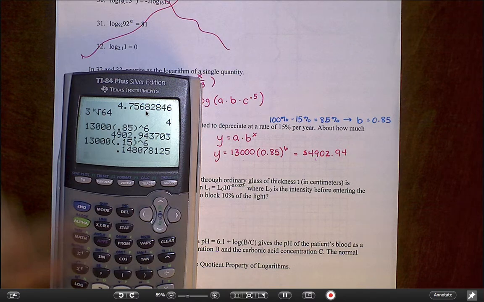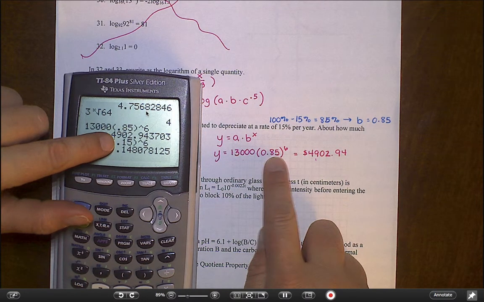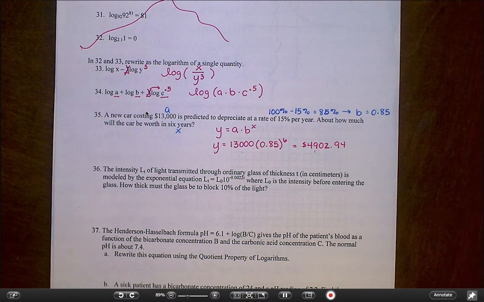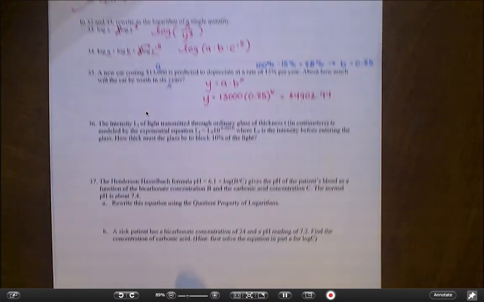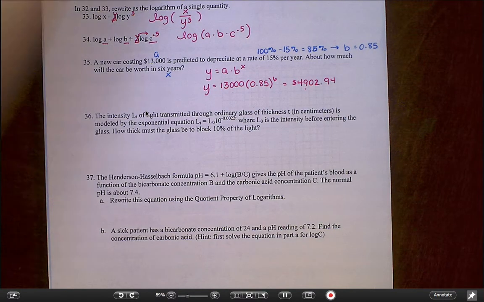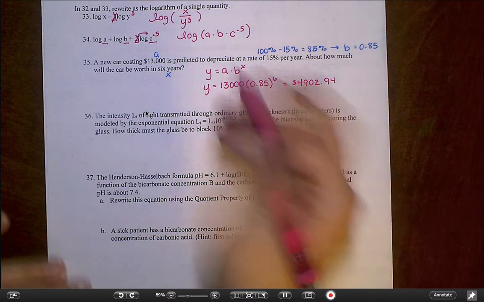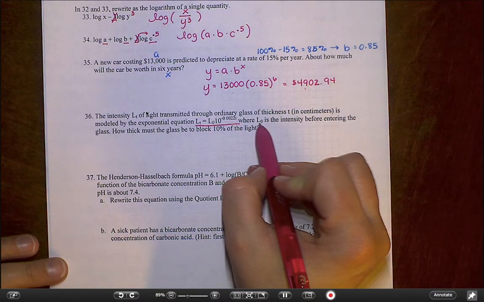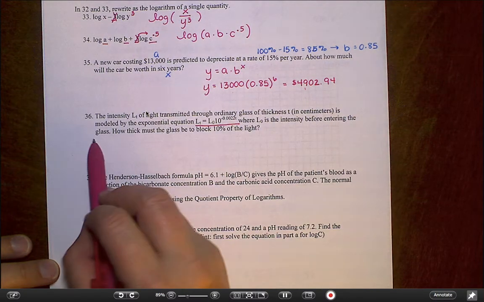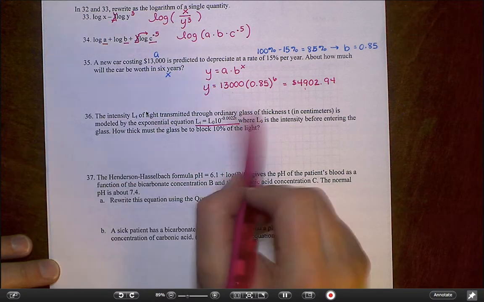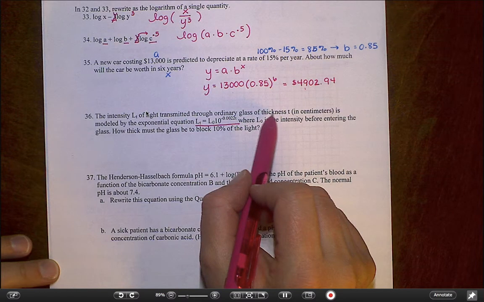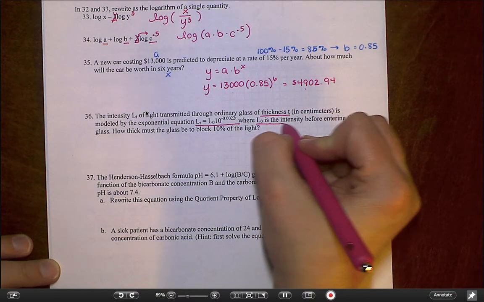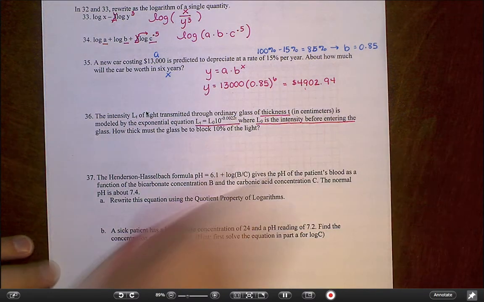Okay, and that would be the first thing I would check: did you handle your B value correctly? Okay, 36 has got some math intimidation on it with all those words. But really what I would focus on is right here in the middle of the problem, you've got this equation, this formula. And it says L sub 0 is the intensity before entering the glass, and T is representing probably the thickness. Yep. So the thickness is T, and L sub 0 is the intensity before entering the glass.